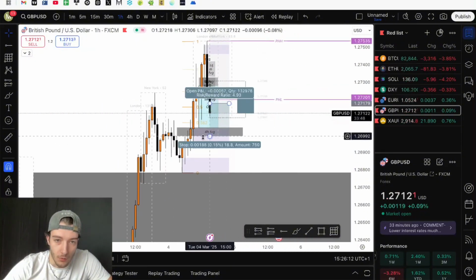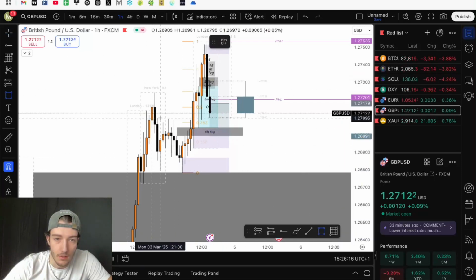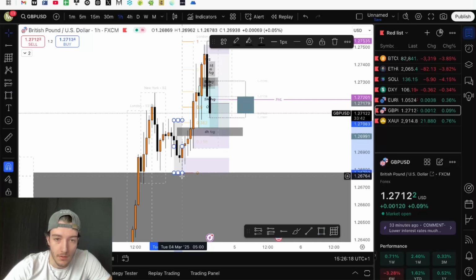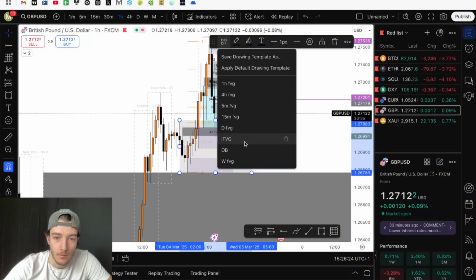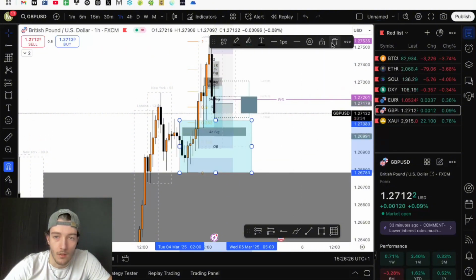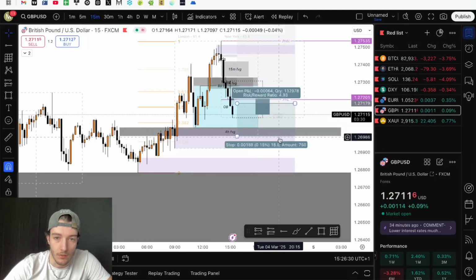We are reaching this 1 hour order block here. As you can see, this is the 1 hour order block basically. We are just about to come in here, maybe tap into this 4-hour fair value gap. We're also targeting these London lows here.